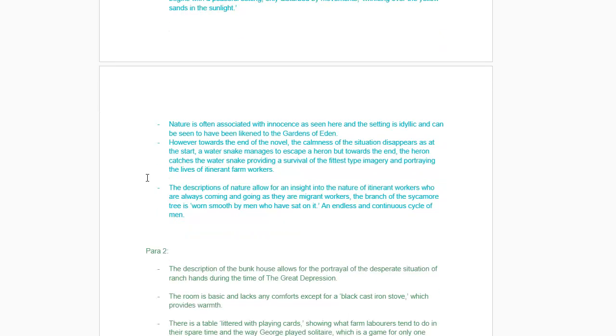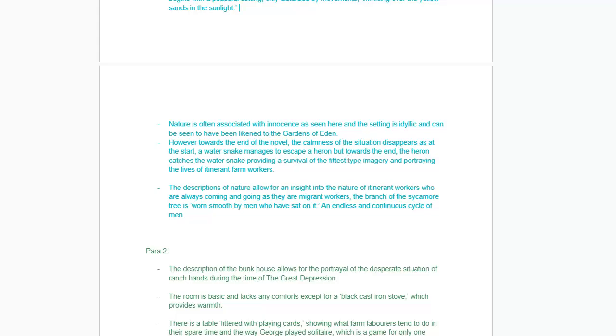But of course, as I was talking about the heron and the water snake, towards the end of the novel the calmness disappears, because that heron that's been chased by the water snake is eventually caught. It provides survival of the fittest type imagery, and it portrays the lives of the itinerant farm workers and the difficulties they have to survive. There's no room for friendship, with every man for themselves out there.